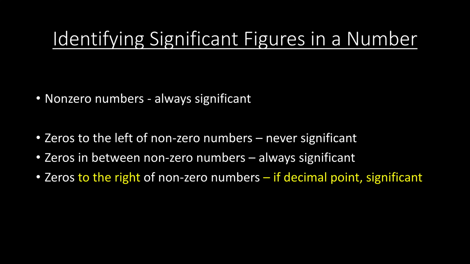If zeros are to the right of non-zero numbers, then they're going to be significant or not depending on whether the number has a decimal point. If the number does have a decimal point, then the zeros to the right of non-zero numbers are significant. If there is no decimal point, then the zeros to the right of non-zero numbers are not significant.